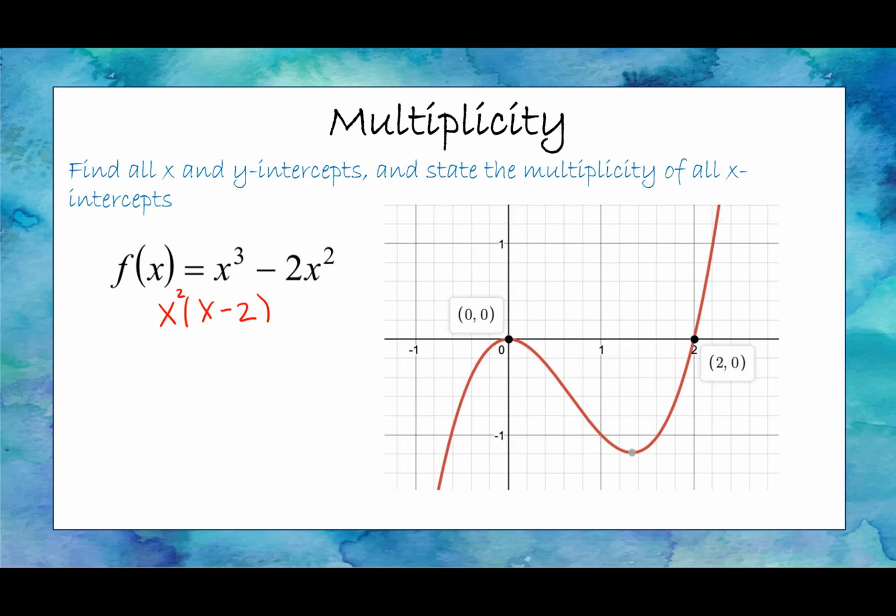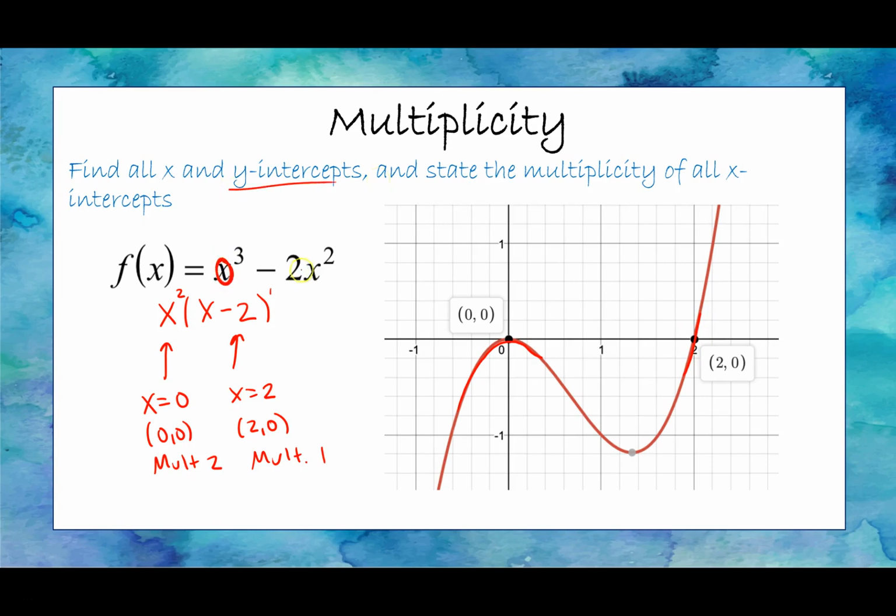And so in this case, I actually have an x-intercept at x equals 0, or 0, 0. The multiplicity is 2. And you can see that's why it bounces off 0. Versus here, I have a 0 at x equals 2, meaning I've got an x-intercept at 2, 0, but my multiplicity is 1, meaning that it crosses.